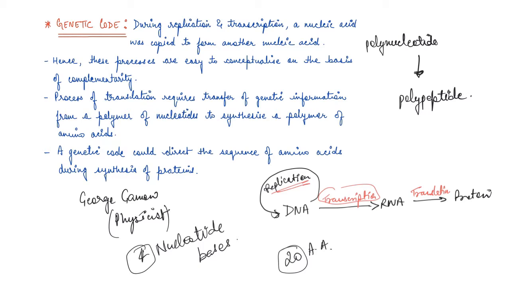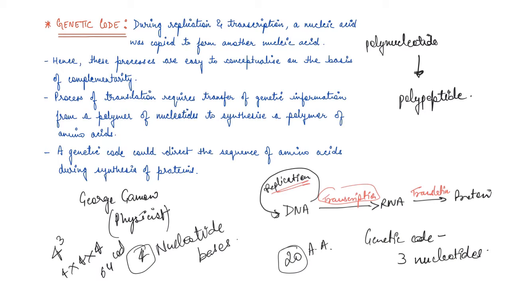Now, what he suggested is that in order to code for all the 20 amino acids, the genetic code should be made up of three nucleotides, is what he suggested, right? Now, this was, guys, a very bold proposition because what he did is basically permutation and combination. So if you use permutation and combination, 4 to the power 3 would be 4 into 4 into 4, which is 64 codons.